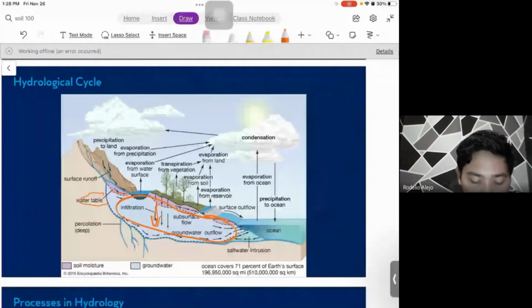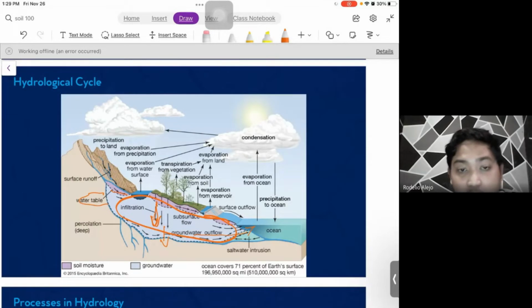Then afterwards, pupunta siya sa groundwater through percolation, or yung downward movement ng water natin in the soil, then lalabas siya through groundwater outflow sa ocean. Then that ocean, due to heat, will evaporate. Then it will be condensed to form clouds. Then it will go back again through rainfall sa soil natin.